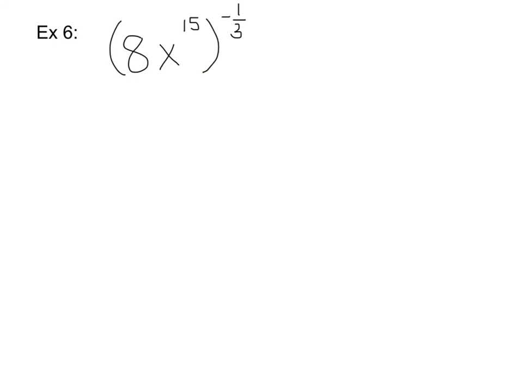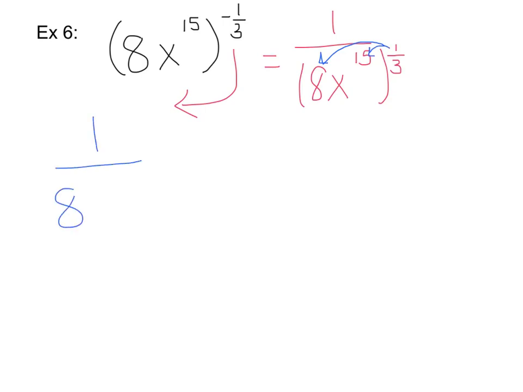Example 6, we have 8x to the 15th power, and then all of that is being raised to the negative 1/3 power. I would make it positive first, so move it to the denominator and write 1 over 8x to the 15th, and then to the positive 1/3 power. We learned, again, a while before using our properties of exponents, when you have that, you have to distribute it to both things. So that means 1 over 8 to the 1/3 power, remember it's an exponent, and then you multiply 15 times 1/3, and that gives me x to the 5th.